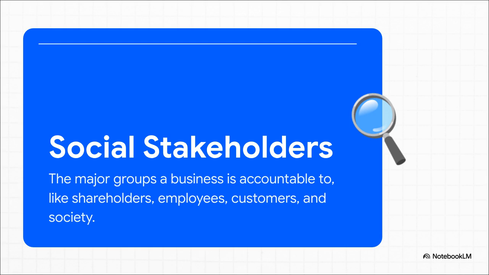And finally, social stakeholders. This is a very important term. These are all the different people and groups that have a stake or an interest in how a company operates. It's not just the owners, it's everyone from employees and customers to the government and society as a whole.